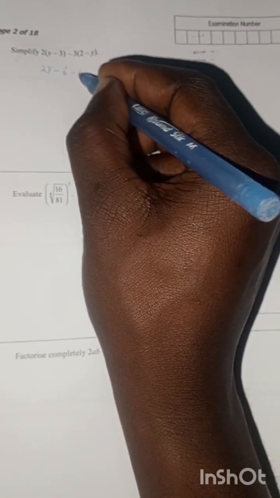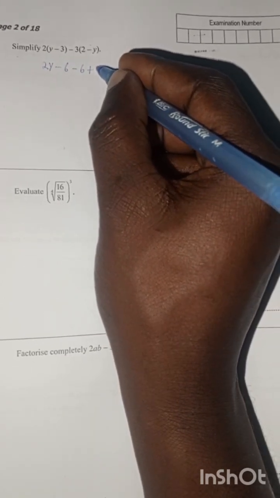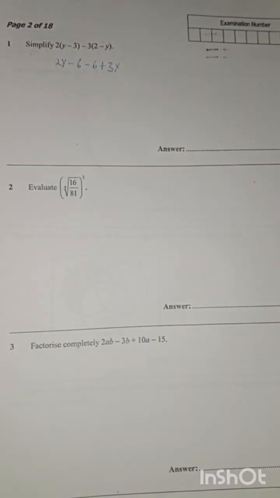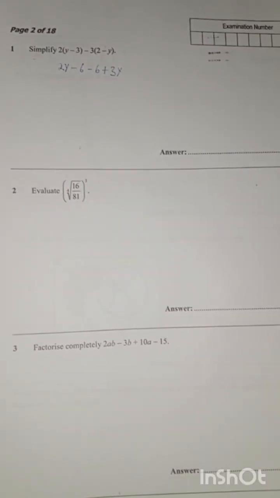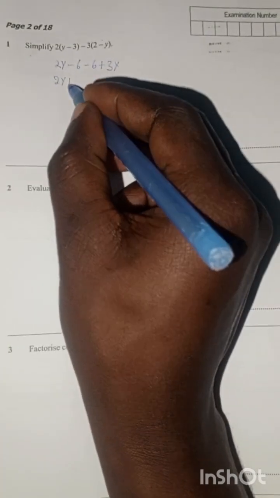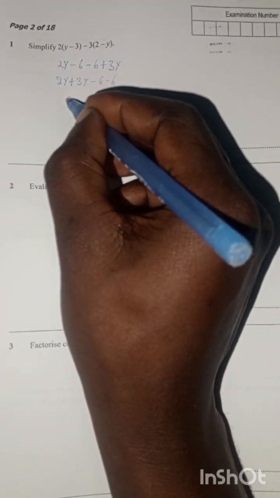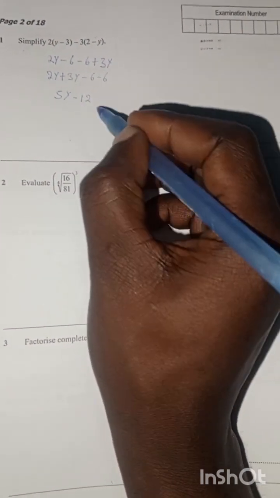We just multiply that, and that will give us 2y. 2 by negative 3, we'll get negative 6. Another negative 6 here. Negative, negative will give us positive 3y. After that, you can arrange the like terms: 2y plus 3y, negative 6 minus 6. This will give us 5y, and that is negative 12.